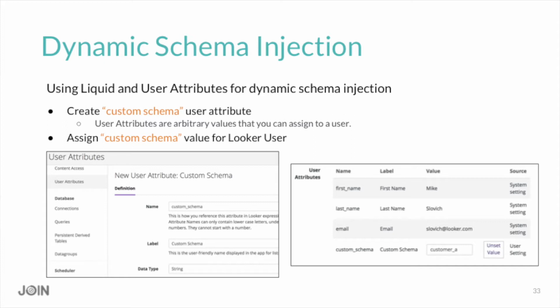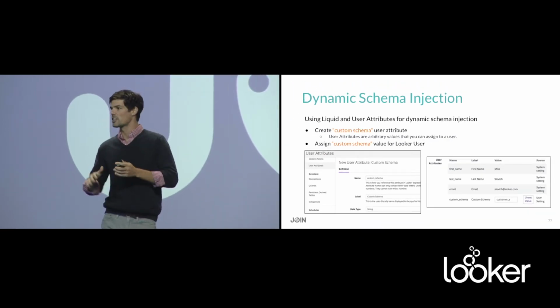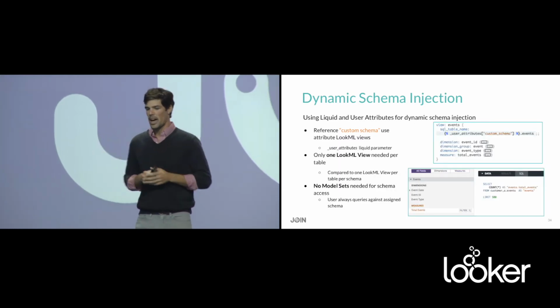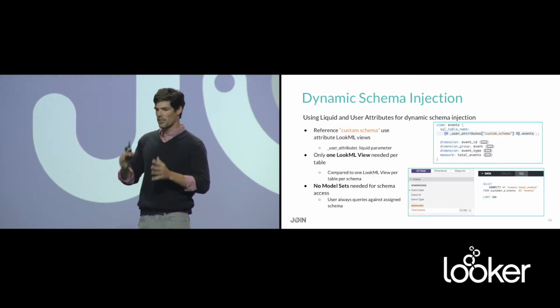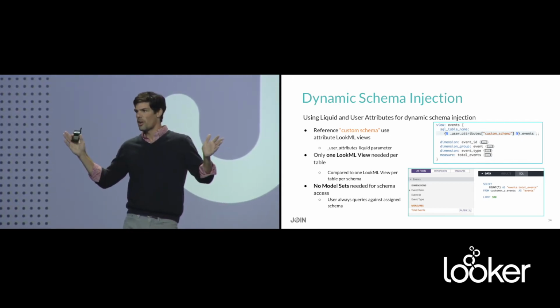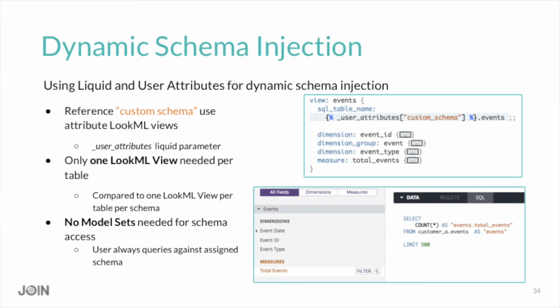So in this case, for users, I've created this custom schema user attribute, and then we can assign a custom schema per user. So in this case, down there on the bottom right, I've assigned my user the custom schema name customer A. Again, you would set that dynamically, and it would inject the appropriate schema into the query at runtime. So when I come back and I put all this together and look at what the LookML looks like, rather than having to make a different view for every table in every schema, I can just say for each table, create my view.